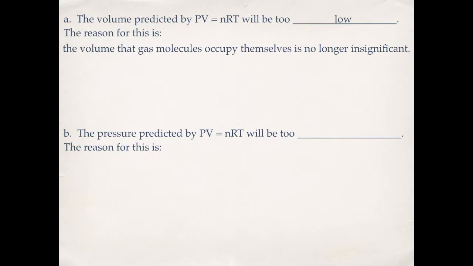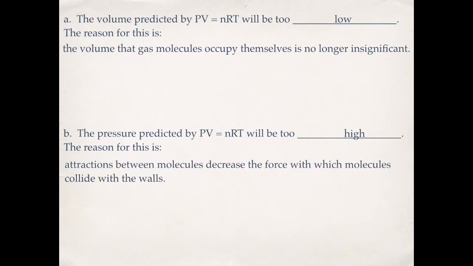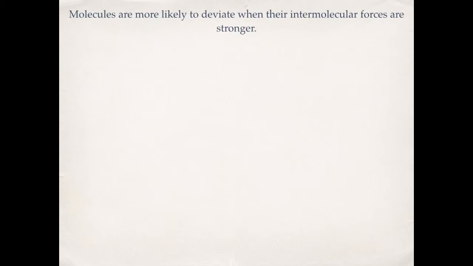The second one is pressure. The pressure predicted by the ideal gas equation is going to be too high, and the reason why is that there are actually attractions between the molecules, and these attractions decrease the force with which molecules are able to collide with the walls. So the actual pressure, the pressure of a real gas, is lower than that anticipated by the ideal gas law. Molecules are more likely to deviate when their intermolecular forces are stronger, because they're more attracted to one another, and therefore all of these issues that we brought up with regards to real gases are compounded, they're made even more significant, the stronger the intermolecular force is.